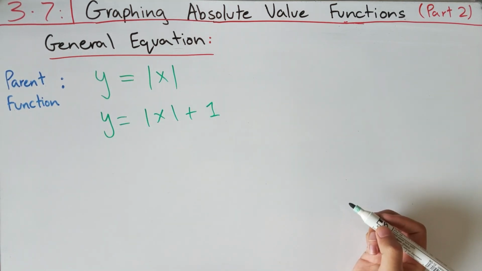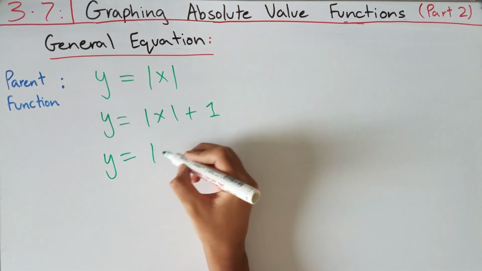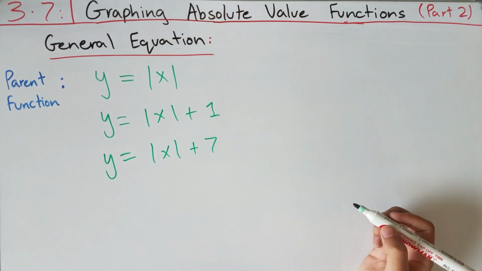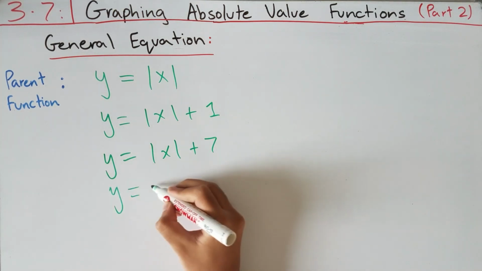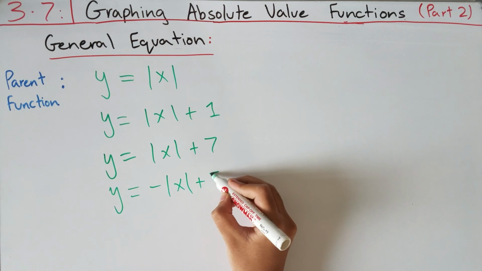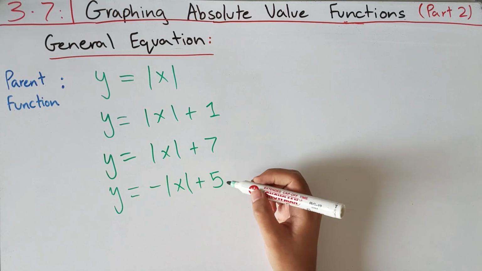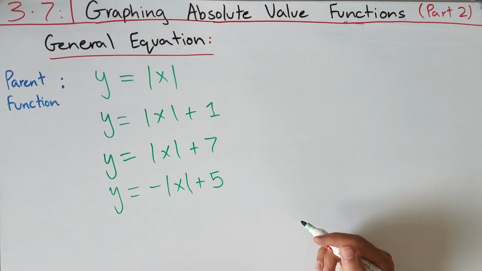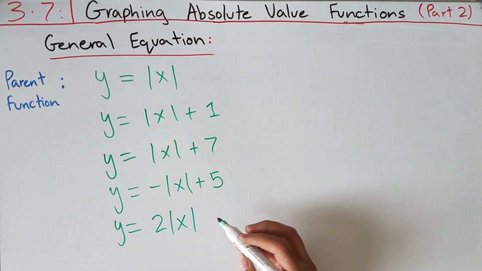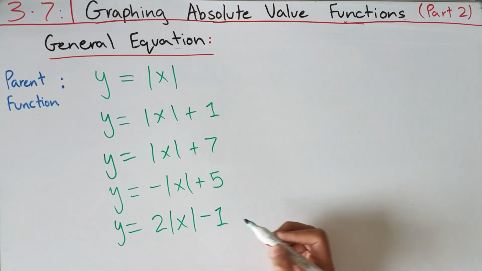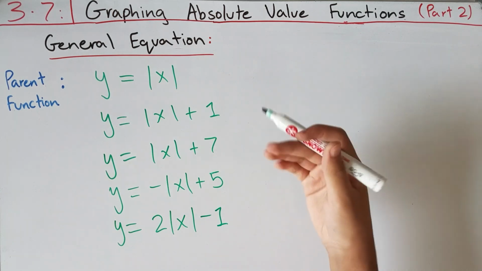So in this case, I'm transforming this function by shifting it upwards by 1 unit. You could also come up with y equals the absolute value of x plus 7. In this case, we're transforming it upwards by a value of 7. Or you could come up with y equals the negative absolute value of x plus 5. So in this case, we're reflecting this absolute value function across the x-axis and we're shifting it upwards by a value of 5. You could also perform a stretch on this function by multiplying the absolute value by a factor of 2. So y equals 2 times the absolute value of x minus 1 would mean that you're stretching this function vertically by a factor of 2 and you're shifting it downwards by a value of 1.